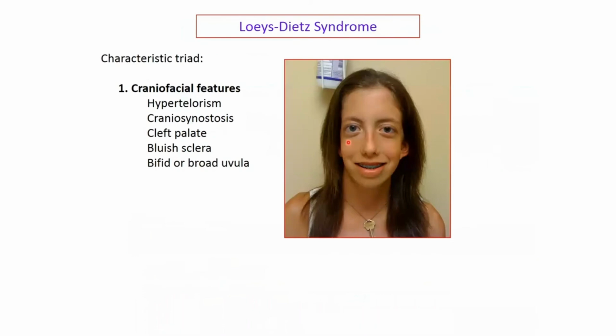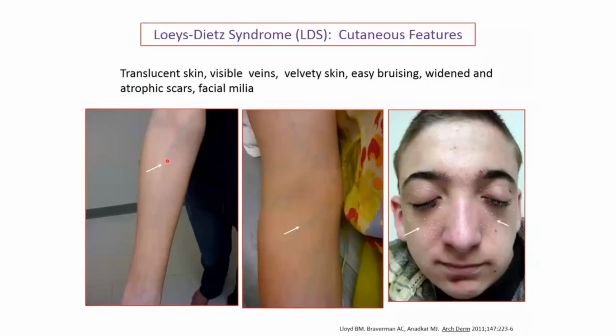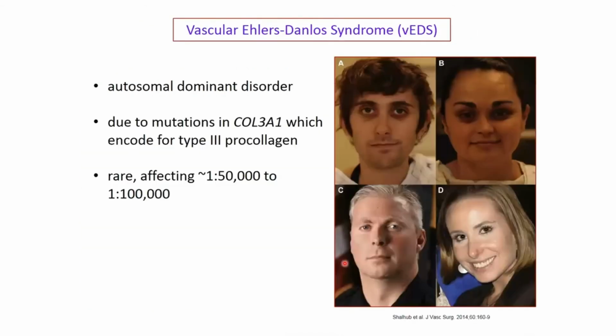So someone with Loeys-Dietz syndrome can have bluish sclera, flat chin, prominent head or craniosynostosis, and can have abnormalities of the uvula. So take a moment to have your patients say, ah, when you suspect an aortopathy. And this can be diagnostic of conditions like Loeys-Dietz syndrome with a bifid uvula. The skin is soft and velvety with easily visible veins, and facial milia are more common in Loeys-Dietz syndrome. So look for abnormalities of the skin, the face, the skeleton, and think about this condition. Look for bifid uvula.